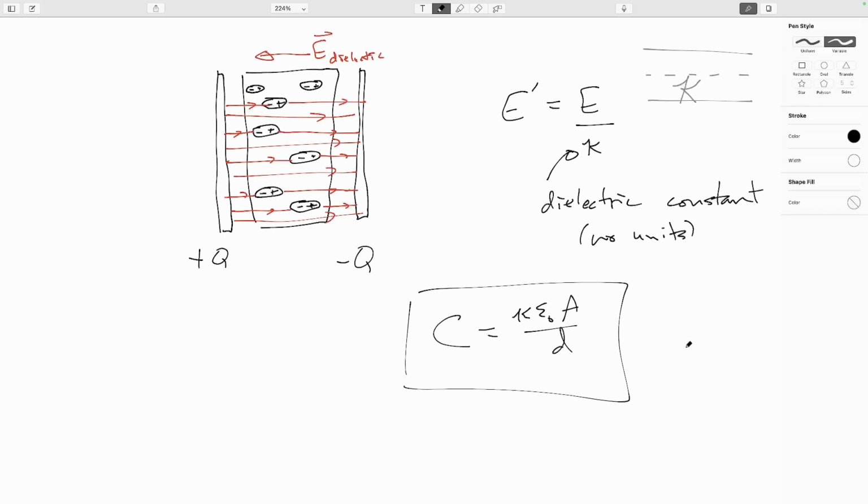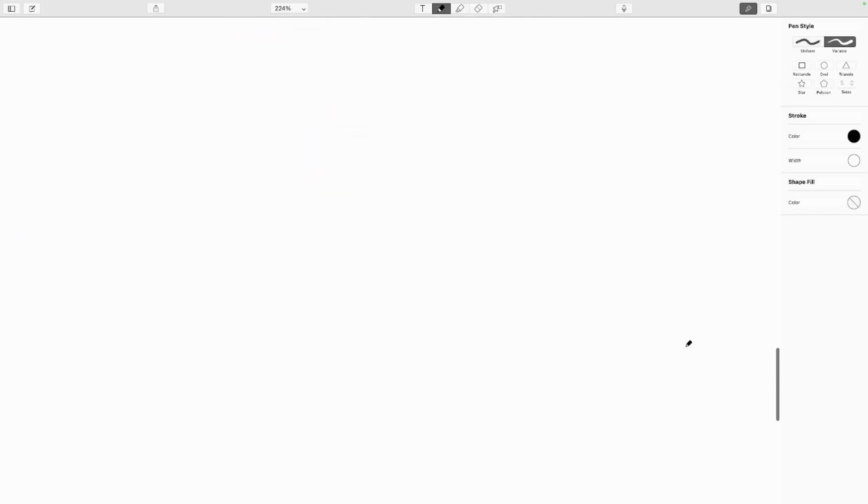All right, so now I've mentioned hooking up a battery to a capacitor before. So let's think about charging a capacitor.